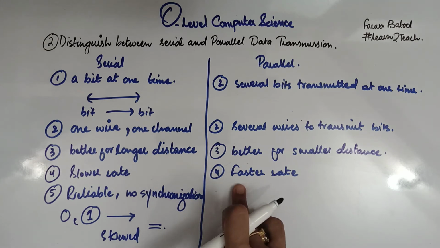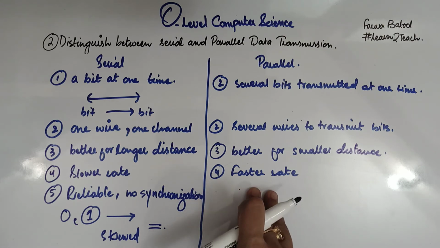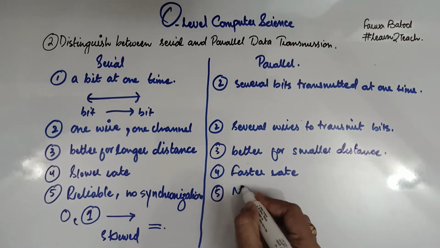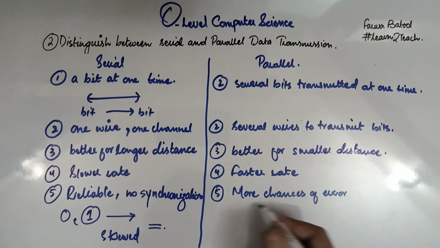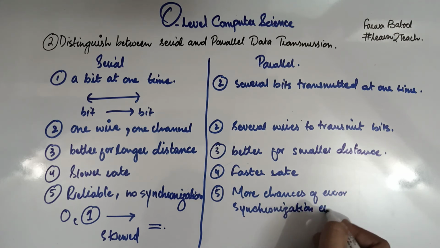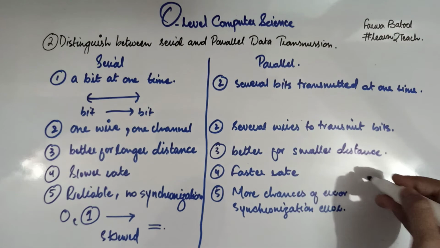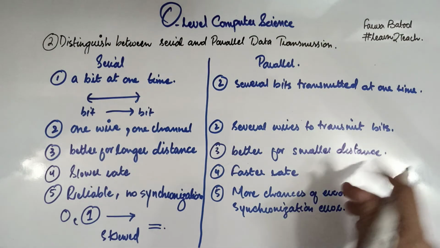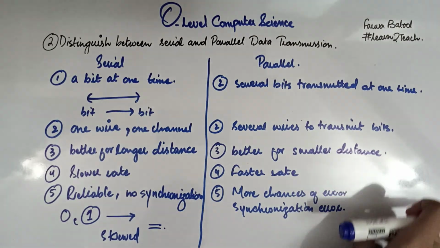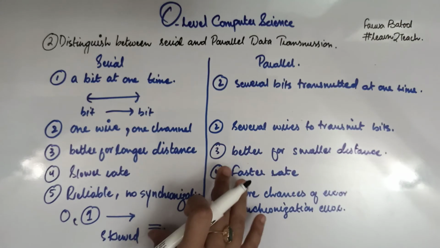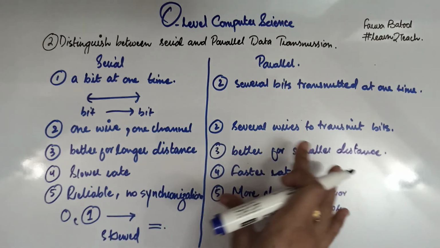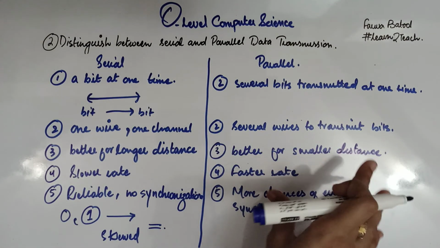Whereas in parallel data transmission, what happens? You are going to face synchronization issues and your bits can be skewed, right? Here you can have more chances of error. You can face synchronization issues, and your data can be mixed up. Once all the data is received, it can be out of order, and you need to arrange that particular data. So these are the major differences between both types of data transmission, right?